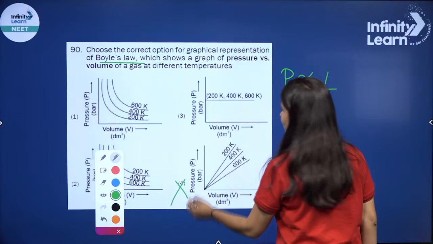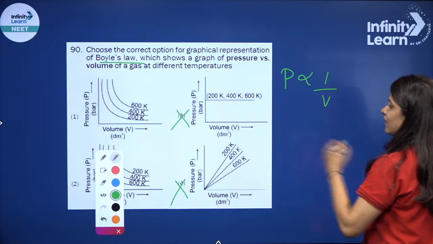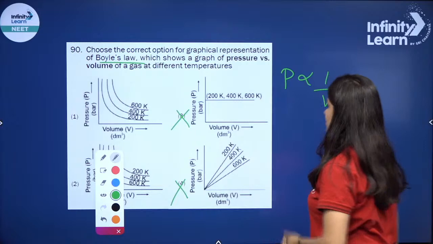Now we'll talk about this. Now we have a graph between P and V. So one increases, the other decreases. We are talking about different temperatures. Now when I talk about the ideal gas equation, PV is equal to nRT.